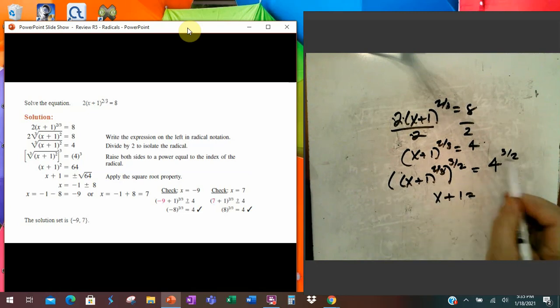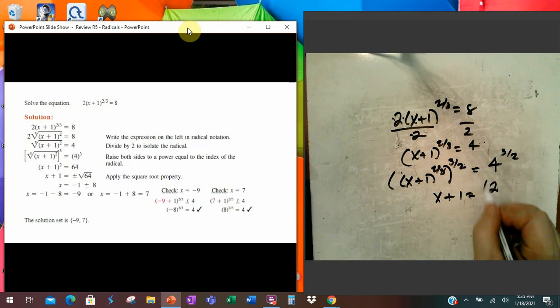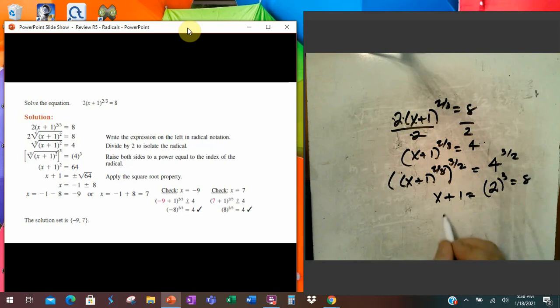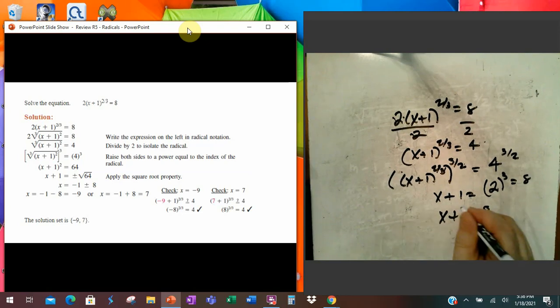Now here I could cube and take the square root, or take the square root and then do the cube. So I'm going to do this first to keep from getting such a big number. I'm going to take the square root and then cube it. 2 cubed is 8, so x plus 1 gives us the 8, and then I just solve because it's a linear equation. X is on one side, constants on the other. X is equal to 7.